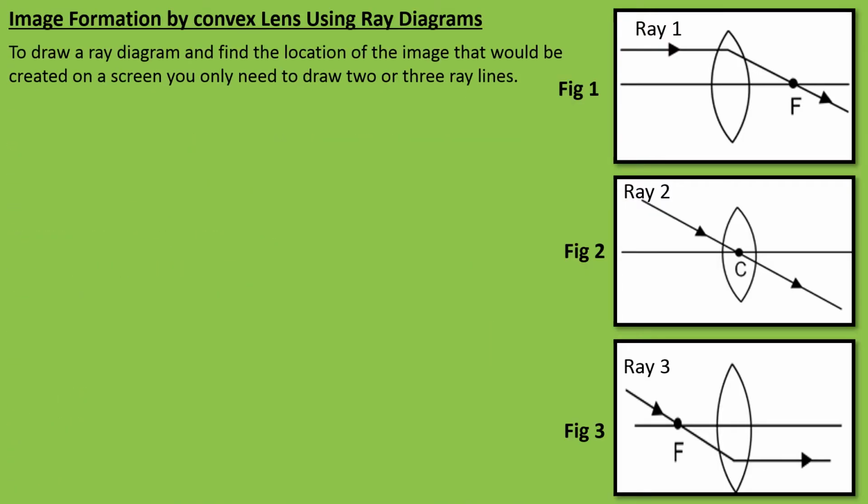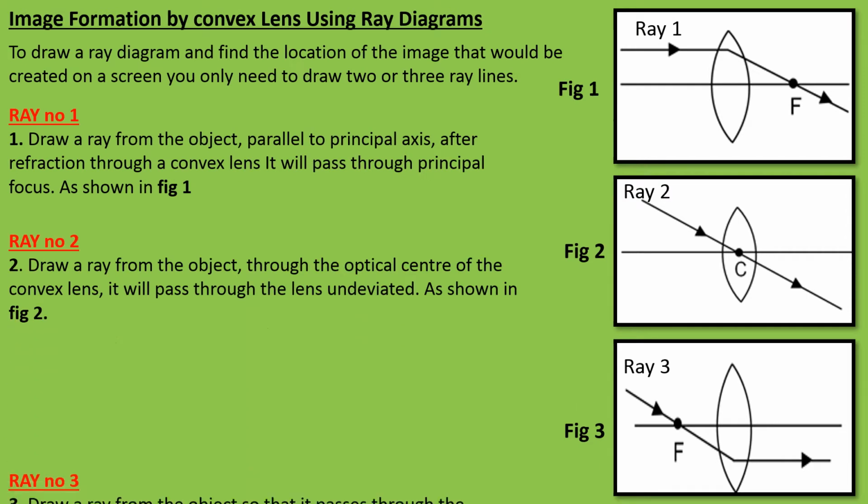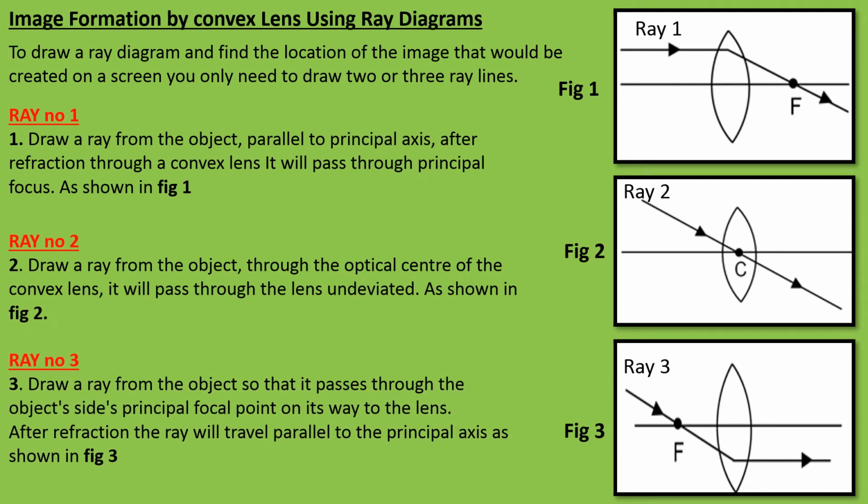Image formation by convex lens using ray diagrams. To draw a ray diagram and find the location of image that would be created on the screen, you only need to draw 2 or 3 ray lines. Ray number 1. Draw a ray from the object parallel to a principal axis. After refraction through a convex lens, it will pass through principal focus as shown in figure number 1.